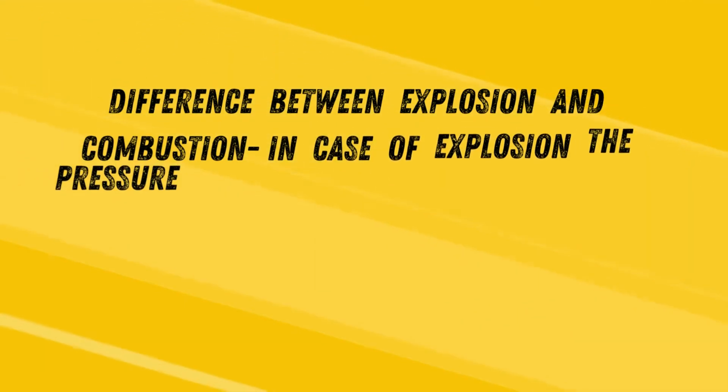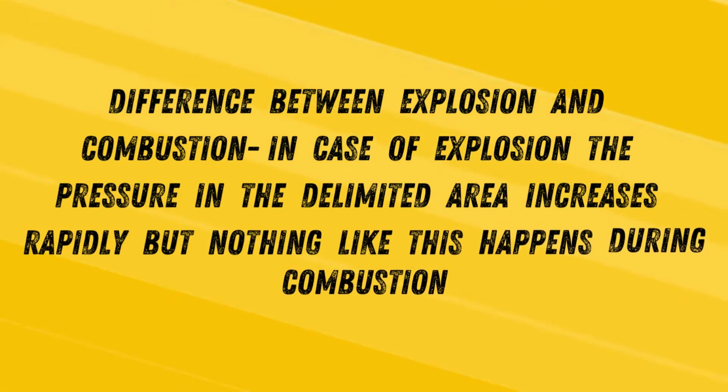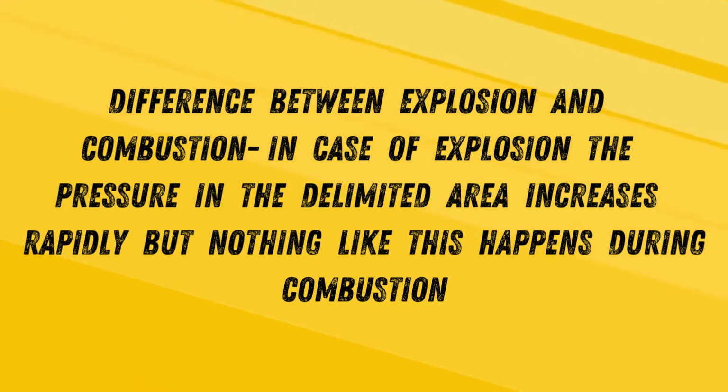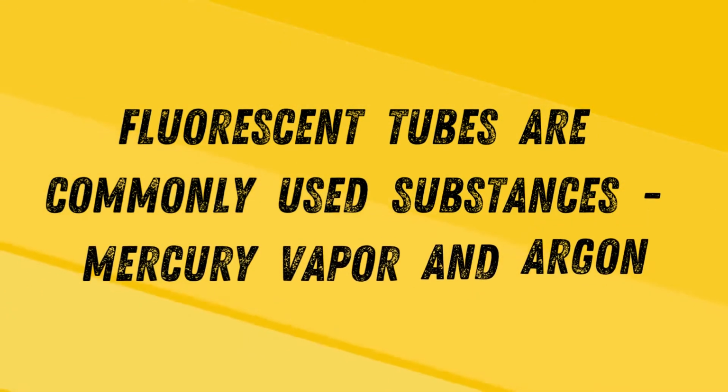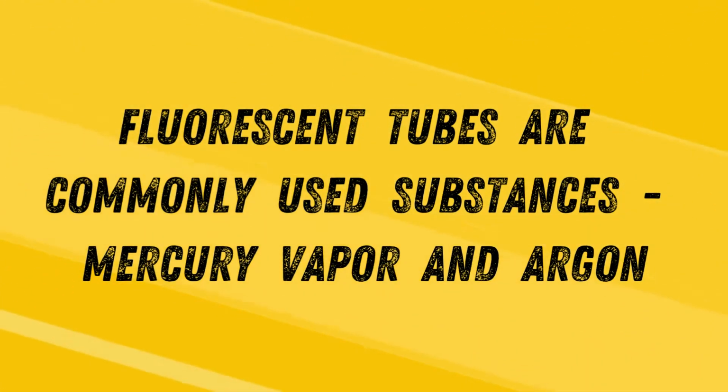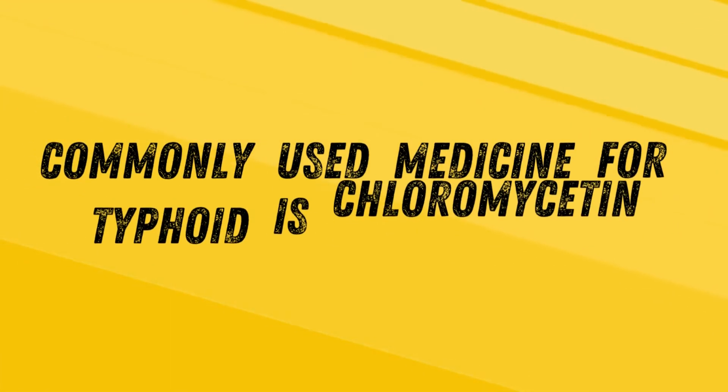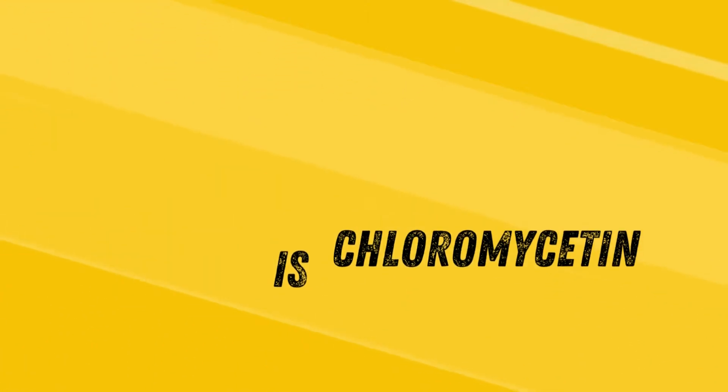Difference between explosion and combustion. In case of explosion, the pressure in the delimited area increases rapidly, but nothing like this happens during combustion. Indian Science Congress Association organizes sessions every year. Fluorescent tubes commonly use mercury vapor and argon. Commonly used medicine for typhoid is chloromycetin.